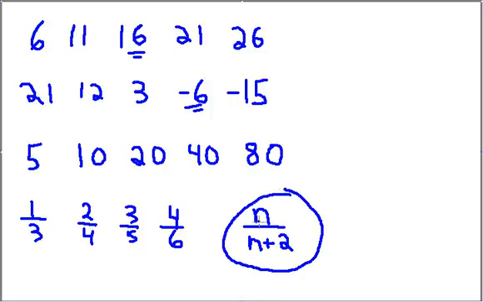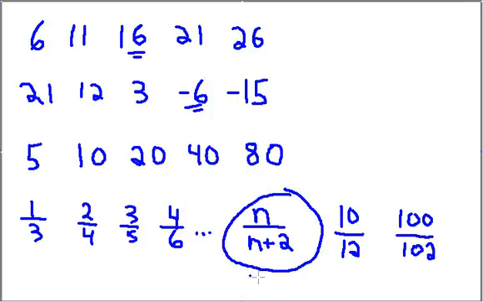So if n is 10, what's your denominator? 10 plus 2 would be 12. So 10 over 12 is also a number in this number sequence. What if n is 100? What would your denominator be? 100 plus 2, which is 102. So 100 over 102 would also be a number in this sequence if it continued on indefinitely.